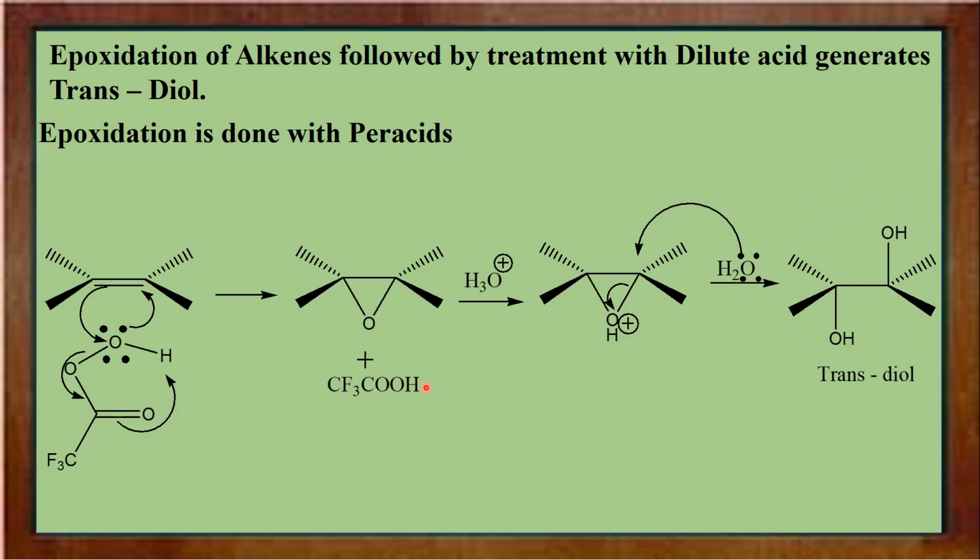So if at all you want to generate cis diol or syn diol, go for alkaline KMnO4 and osmium tetroxide with peroxide. If you want to generate trans diol from alkene, generate epoxide and treat it with dilute acid and you will end up with trans diol.